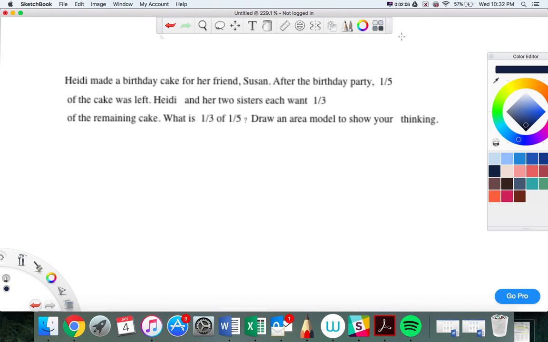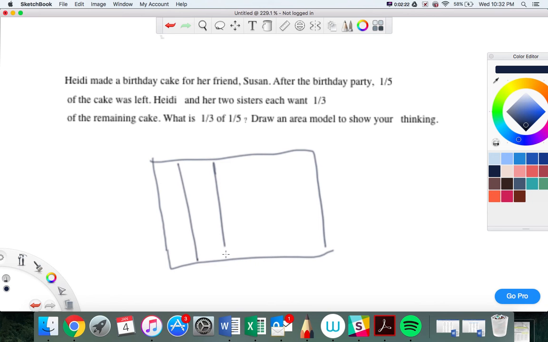In the second problem, we're talking about Heidi and her birthday cake. So after the party, it says that she had 1/5 of the cake left. So first I'm going to start out by drawing my cake and draw 1/5 of it. So I have 5 equal parts, and I'm going to shade 1/5 of that cake. That's what they had left.